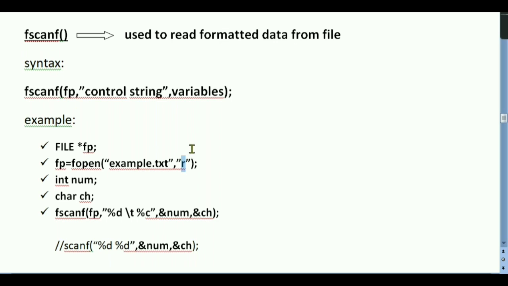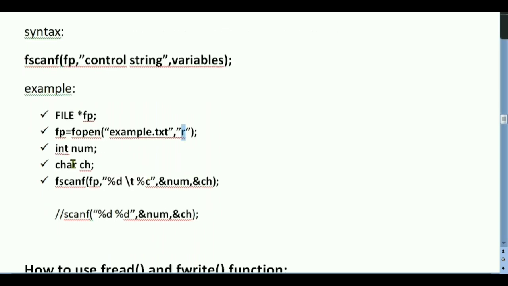So we have to open this in read mode. Next is int num. I have declared a variable num and char ch of char type. Now I want to read data from example.txt, this file, and store our value in num and ch. Last time we printed int a equals 5 and char b equals c in the file. Now we are going to read the same file and store in num and ch.